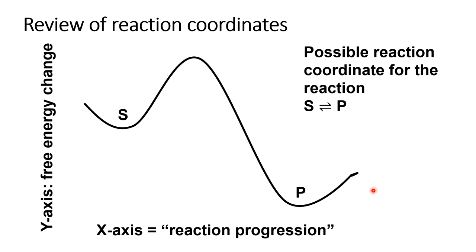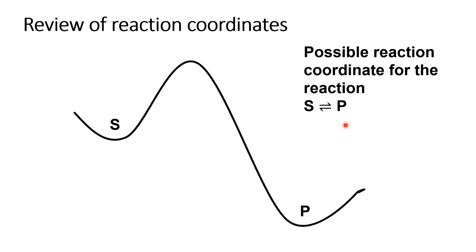The higher up on the graph, the higher the delta G, the energy is. And then the implied x-axis is reaction progression. There are a lot of different ways to express this quantitatively, but for your purposes, just consider it as S is converted to P. Just think of a progression of the reaction from S to P in this case.